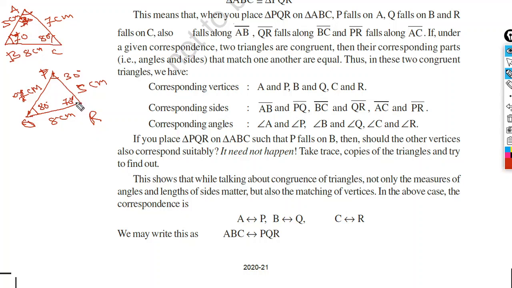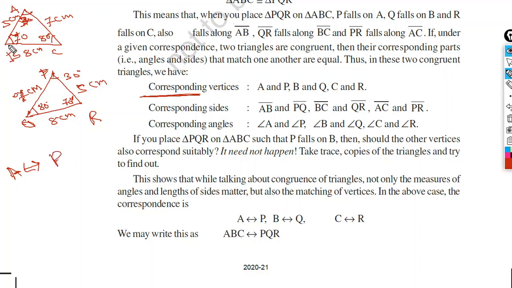But here we have to see one more thing. Here we have to see correspondence. So, you see that point A or angle A, you can write A is corresponding to which part? A corresponds to 30 degrees here. Here it is 30. So, A is corresponding to P.